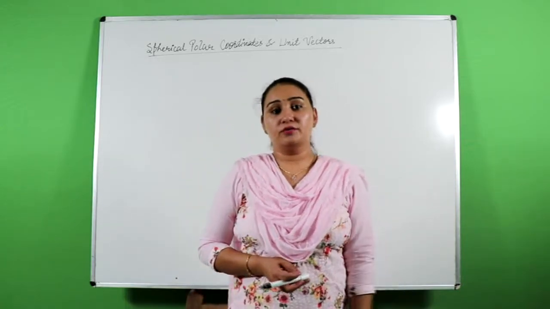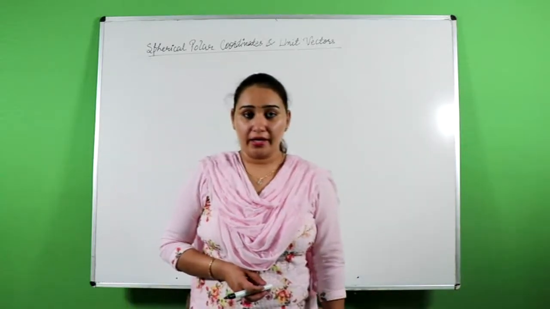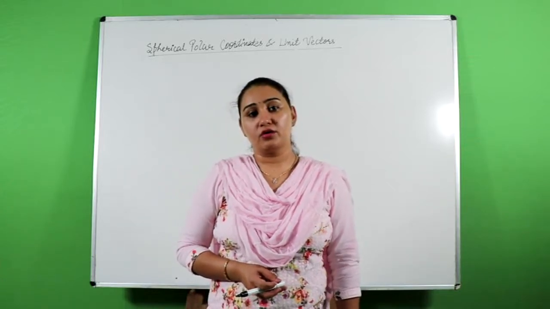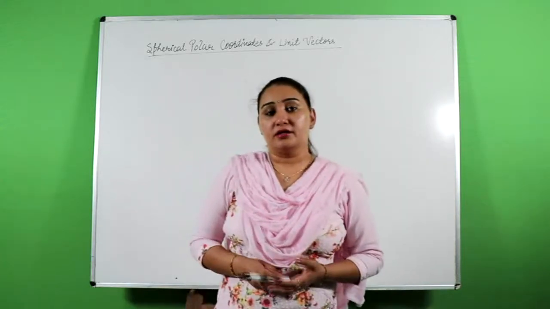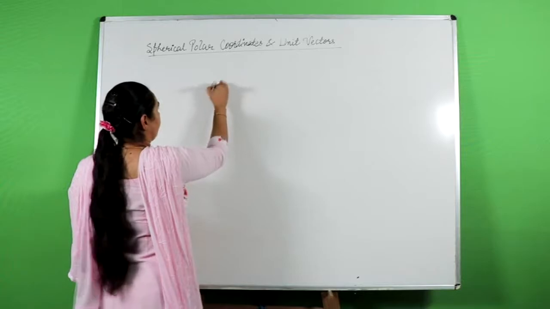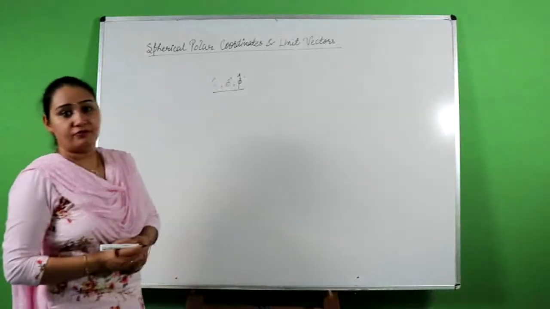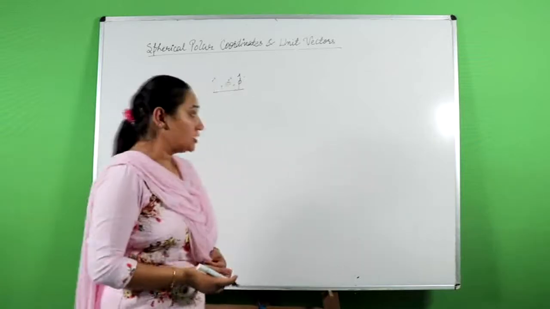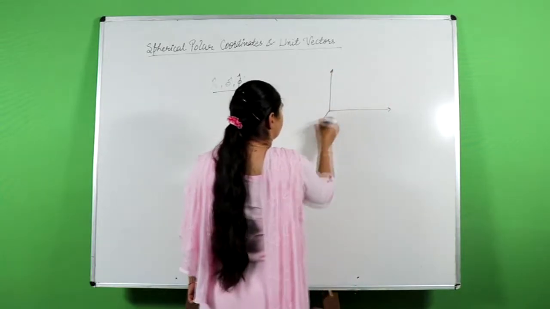But before going on to the motion of a particle, we need to study the unit vectors of spherical polar coordinates, since you are already aware that these unit vectors are not static, they are changing. So the unit vectors corresponding to the spherical polar coordinates are r cap, theta cap and phi cap. We need to discuss all these three unit vectors. So let us quickly have a vision of the spherical polar coordinates.